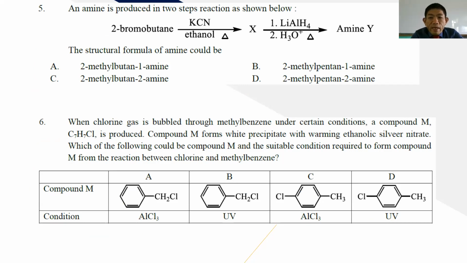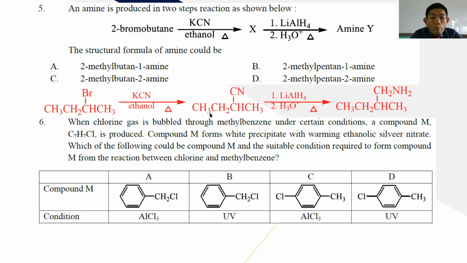So the whole mechanism in here I can show you from the flow chart. So first, this is how 2-bromobutane looks like. When you react with KCN in ethanol under reflux, you form a cyano compound. Okay, so when the cyano compound undergoes hydrolysis, reduction reaction, you form a primary amine in here.